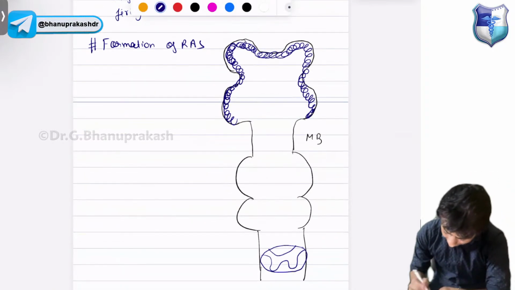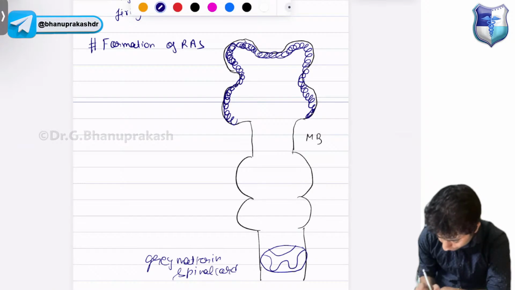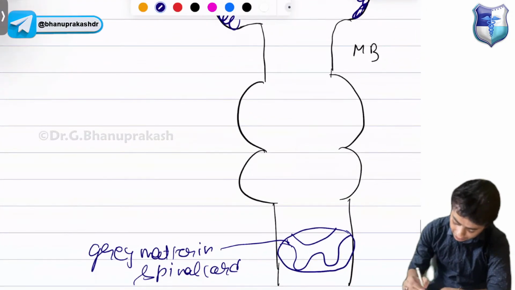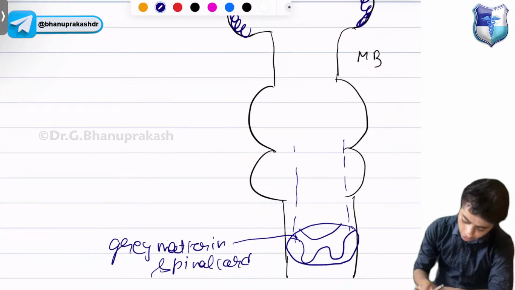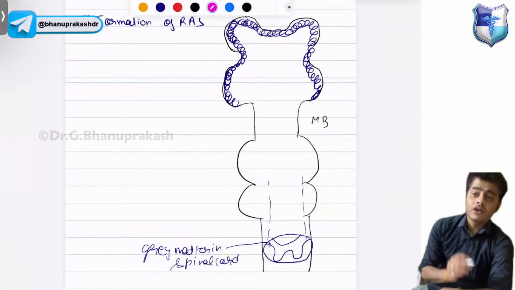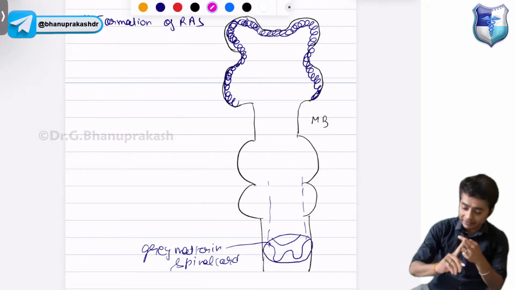Okay, and this is your gray matter in the spinal cord. This is the gray matter in the spinal cord, and this gray matter is like this. Now we all know that from gray matter, tracts arise: your motor tract is there, your sensory tract is there.